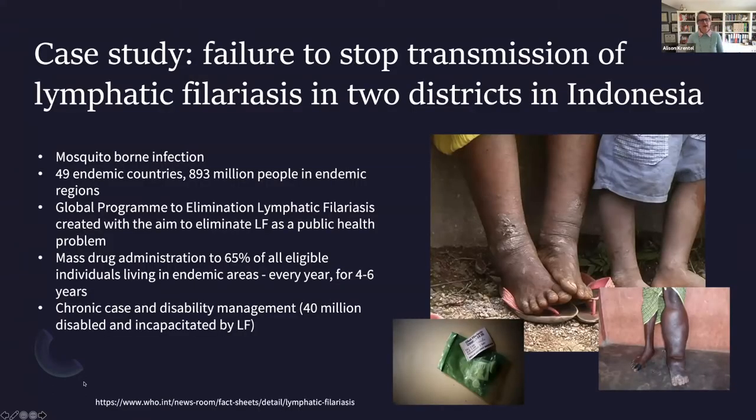So I'd like to bring a case study up for you today for us to talk about. I'm going to be talking about lymphatic filariasis, which might be a new concept to some of the people on this call today. And I'm just going to very, very quickly tell you what LF is. It is a mosquito-borne infection that affects over 800 million people in the world. It is slated for elimination as a public health problem. And we do that through the Mass Drug Administration to 65% of all eligible people living in an endemic area. And they have to take drugs every year, once a year for 4 to 6 years. So it's quite a logistical challenge.